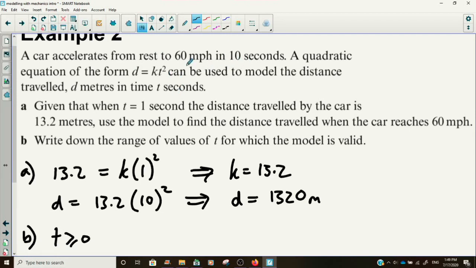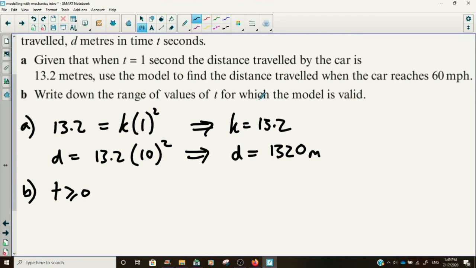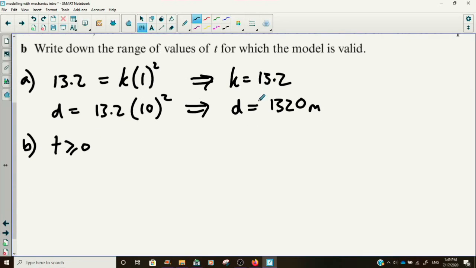And in the question it really only tells us the speed up to 10 seconds. Okay, so it reaches a speed of 60 miles per hour in 10 seconds. So I would argue that we can only really use this model up to 10 seconds.